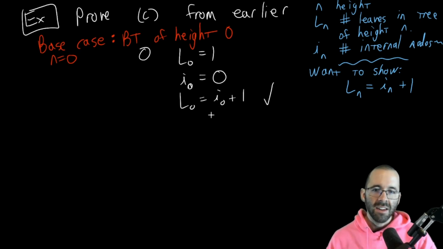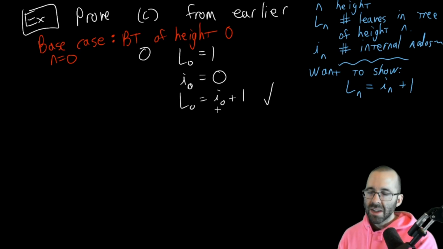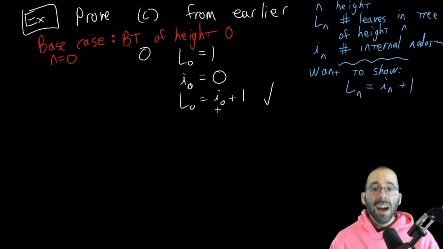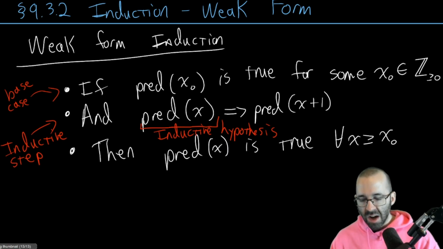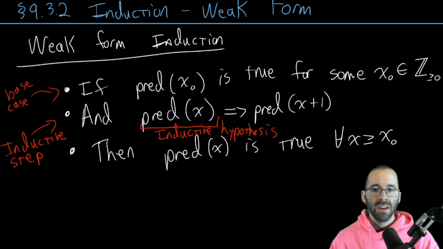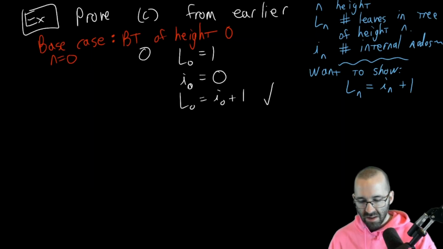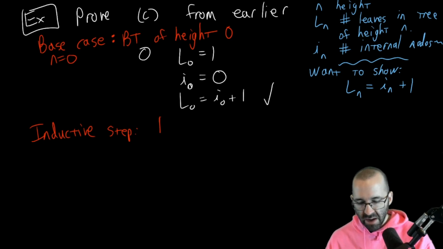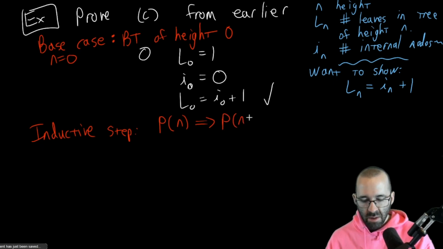Now, that's a lot of times going to be pretty simple. Can we show it for one case? Yes, a lot of times it's very easy to show it for one situation. Now what we have to do is the more complicated step. It's the inductive step. Can we show that P of x implies P of x plus 1? All right, so that's what's next. Inductive step: that P of n implies P of n plus 1.